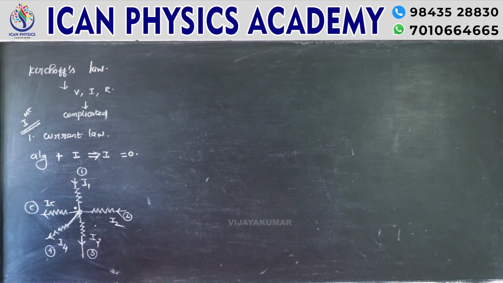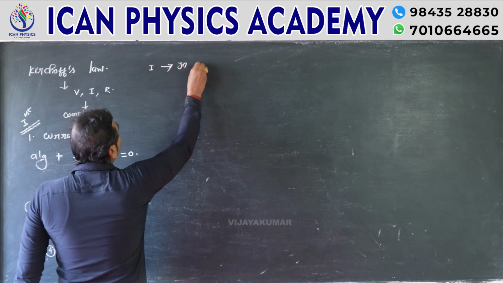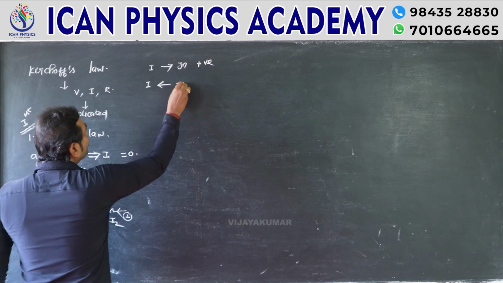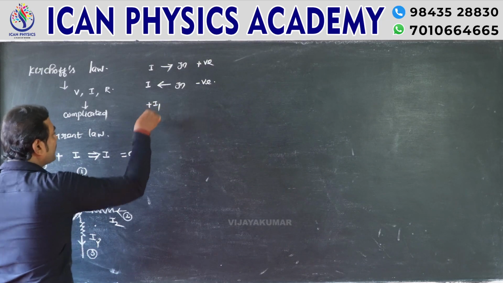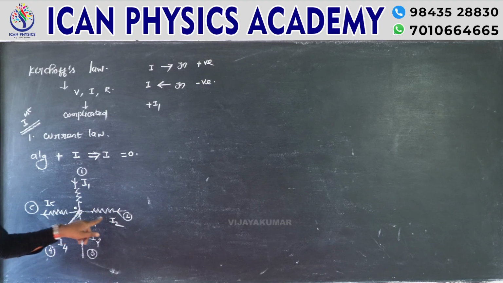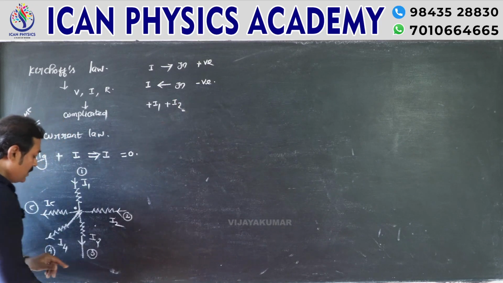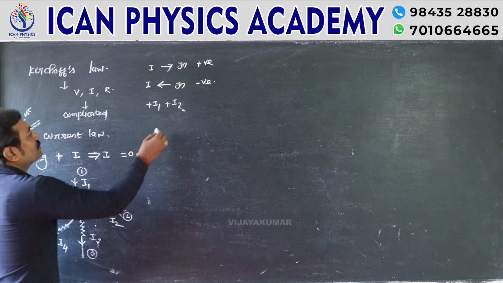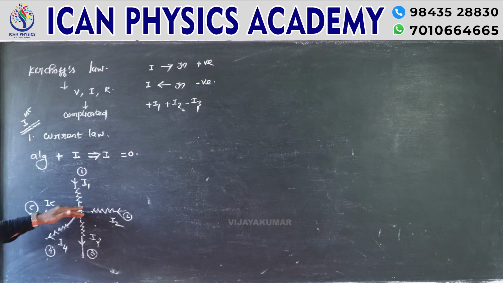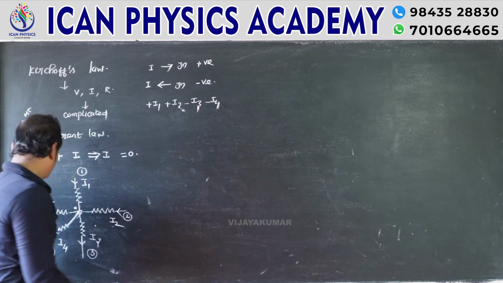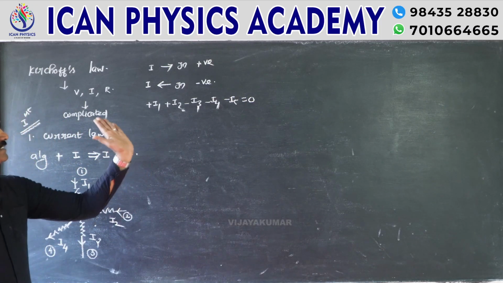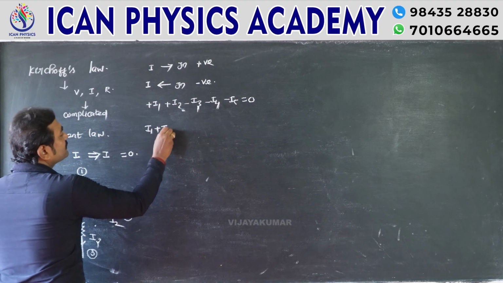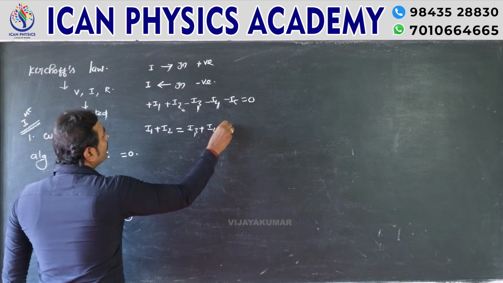So, how can we write the equation? We said the algebraic sum of current meeting at a junction is 0. When the current is moving towards the junction, it has a positive value. When the current is moving away from the junction, it has a negative value. I1 is moving towards the junction, so it's plus I1. I2 is moving towards the junction, so it is plus I2. I3 is moving away, so minus I3. I4 is moving away, so minus I4. I5 is moving away, so minus I5 equal to 0. Now the minus values go to the right side as plus values. So I1 plus I2 equal to I3 plus I4 plus I5.